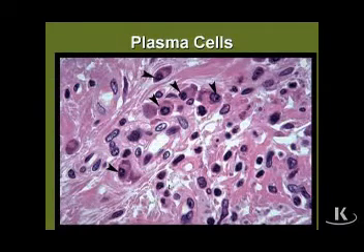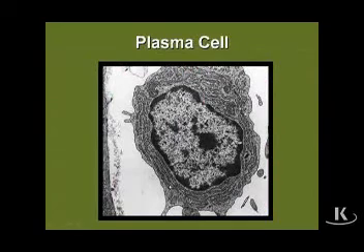An electron micrograph of a plasma cell is shown next, and again, you can see the clock face peripheral array of heterochromatin at the nuclear margins and the prominent amount of cisternae of rough endoplasmic reticulum that characterize the cytoplasm.